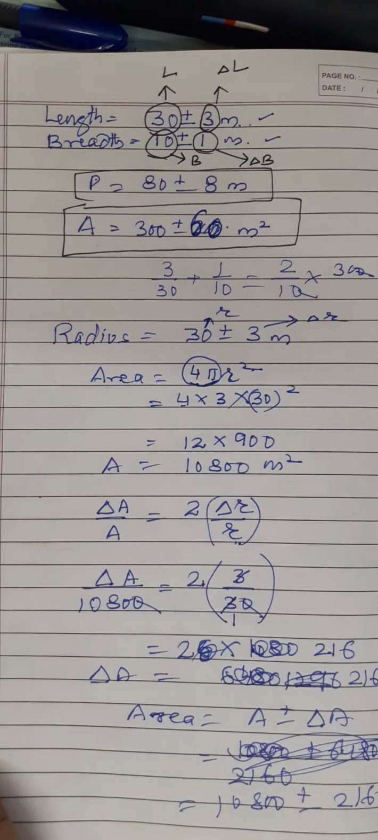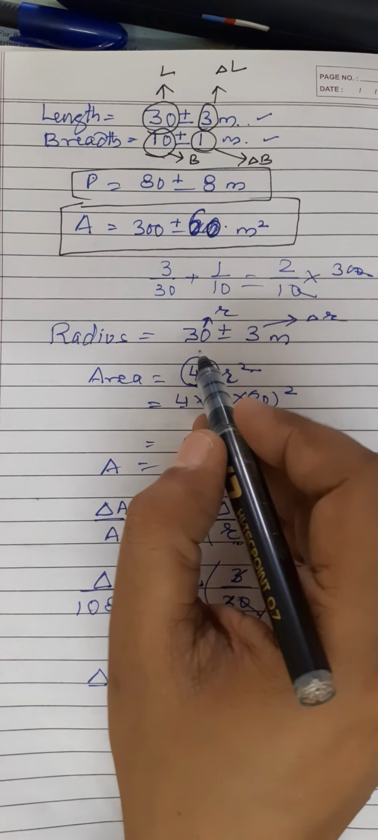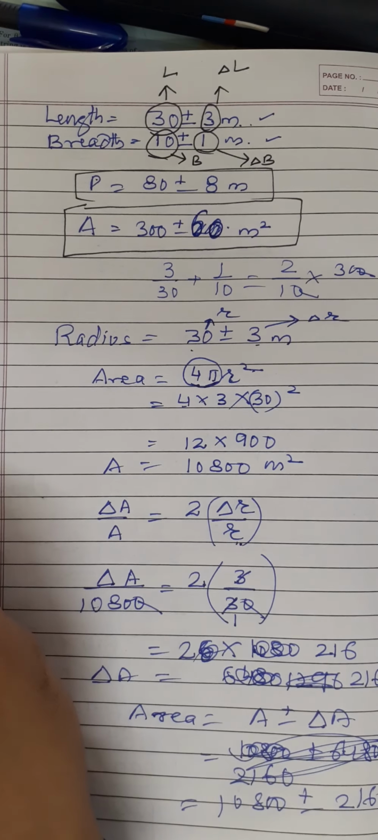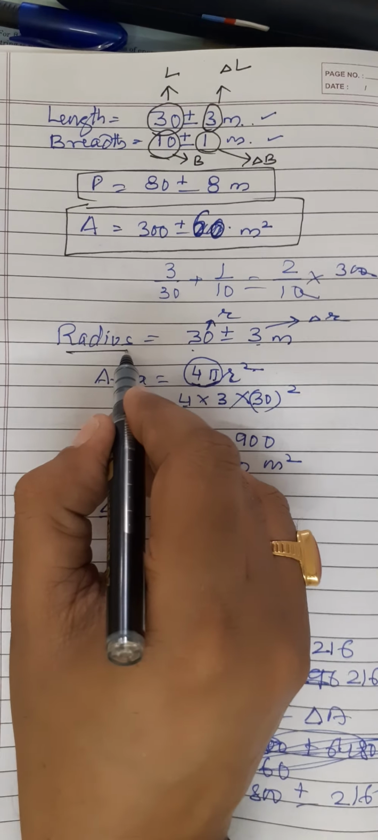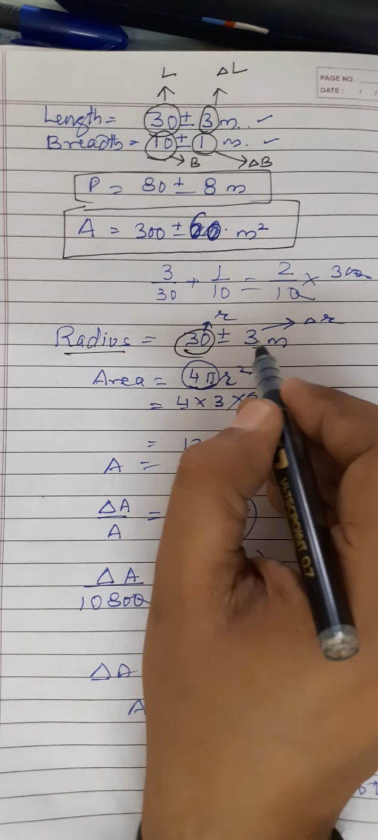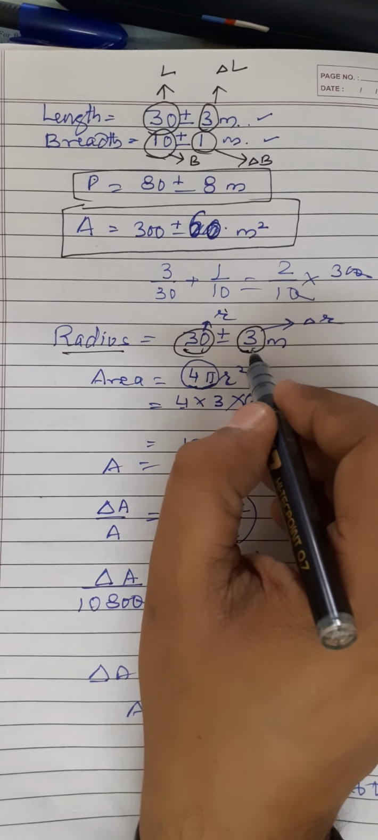Now, write the next numerical. Find the area and volume of a sphere having radius 30 plus minus 3 meters. Now, radius is given in the question. So, radius is 30 and possible error in the radius is 3. This is the value of r, this is the value of delta r.